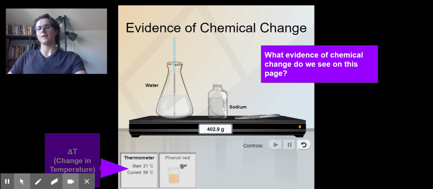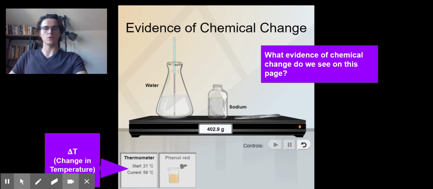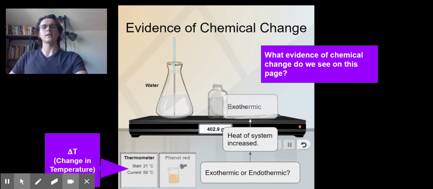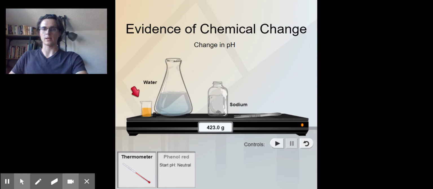Okay, so you should have noticed a change in temperature. So at the beginning of the reaction, it was 21 degrees Celsius. At the end, it was 89 degrees Celsius. So is this an exothermic or an endothermic reaction? Well, the heat of the system increased, which means that the reaction was releasing heat, meaning that it was exothermic.